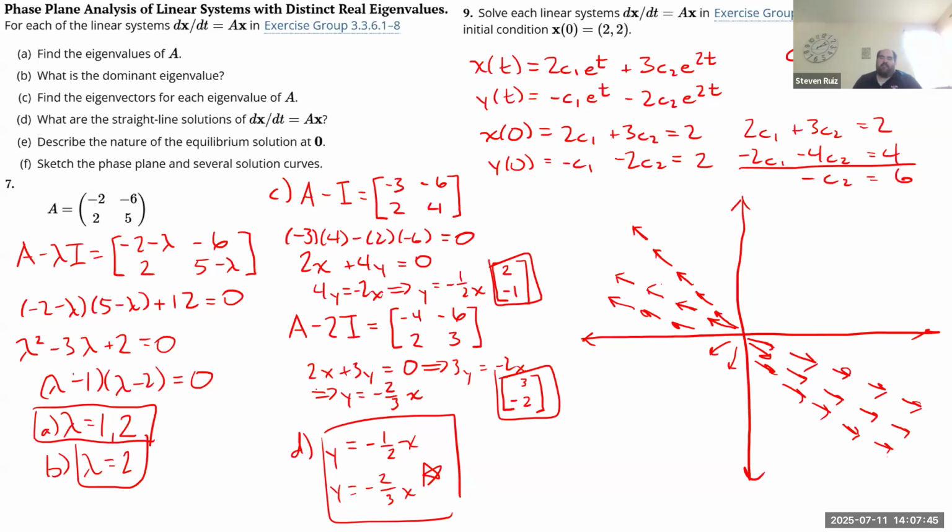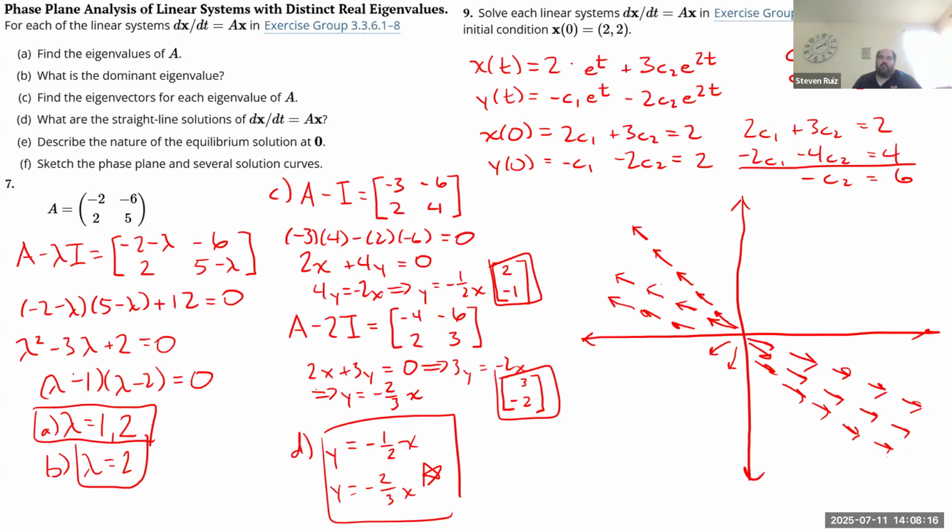Let me write this up above because I feel like I'm encroaching on my phase plot. Make sure of that. So c2 equals negative 6. So negative 2 times negative 6 is 12. Negative c1 equals negative 10. So c1 equals positive 10. I'll check the other equation to make sure that fits too. 2 times 10 is 20. Plus 3 times negative 6 is negative 18. 20 minus 18 is 2. All right, good.